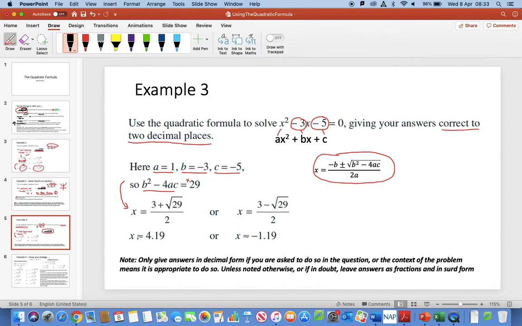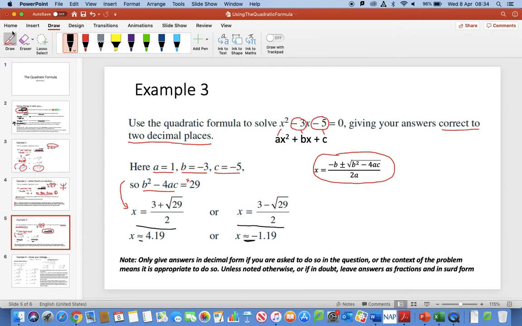You see the squiggly lines here? That represents approximate, okay? Because of course, the square root of 29 is a surd, it's an irrational number, so you'll never actually be able to give an exact answer in decimal form. We would leave our answer as that normally, unless we're asked to actually answer it and approximate it as a decimal. So that's example 3.